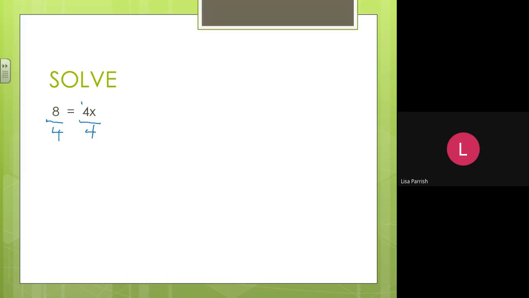So now we want to check ourselves. Plug 2 in for x. So 4 times 2 should equal 8. What is 4 times 2? It is 8. So that one's correct.